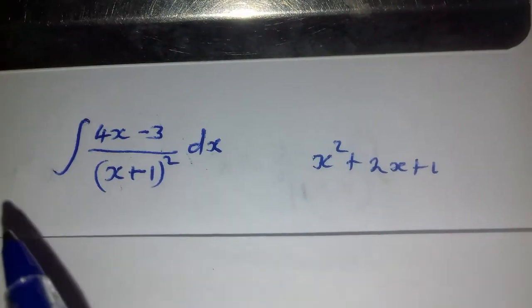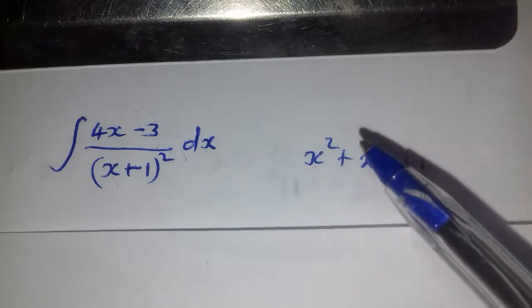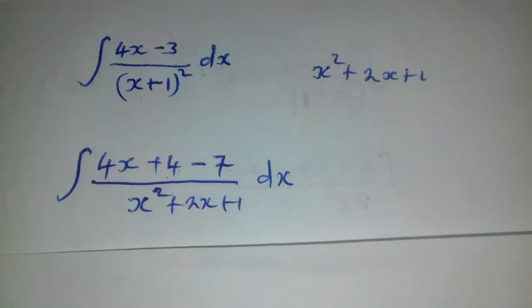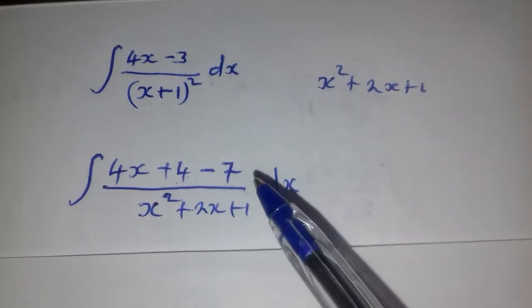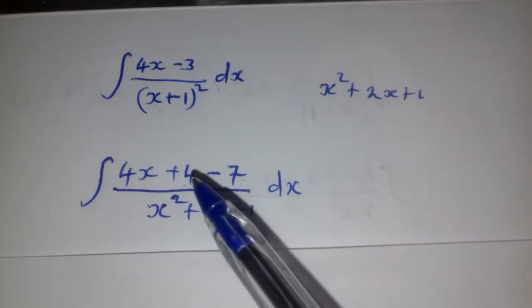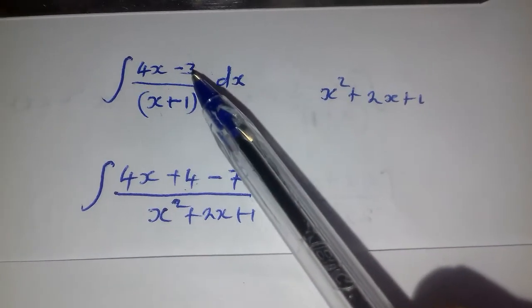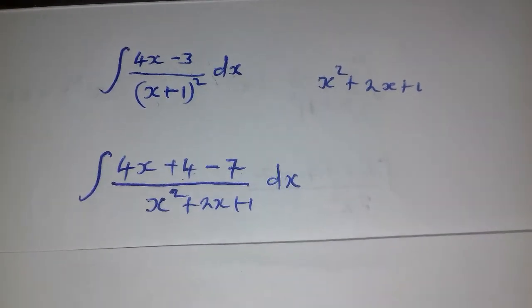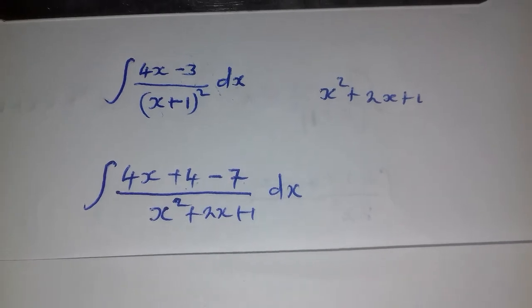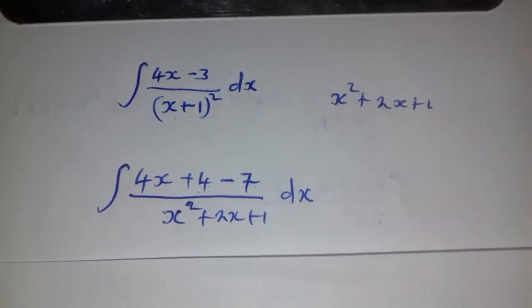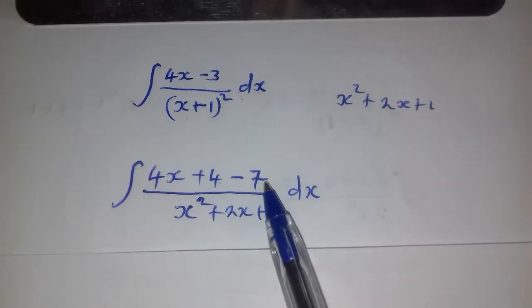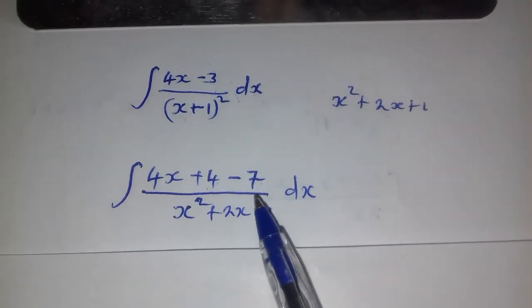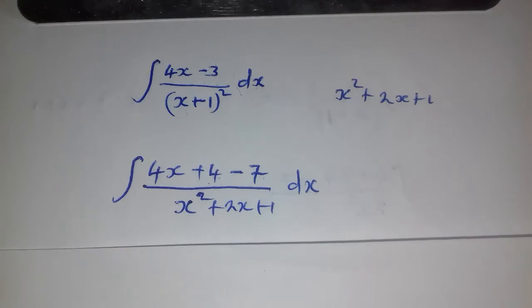The denominator, (x plus 1) squared, is the same as x squared plus 2x plus 1, that's expanded. And if we write this question in this form, we didn't change anything here. We know that 4 minus 7 is negative 3, divided by this one, expanded. Okay, so we can separate these two. How can we do this? We can get this 7 and put it aside with its denominator.